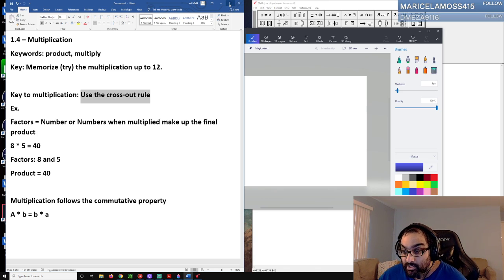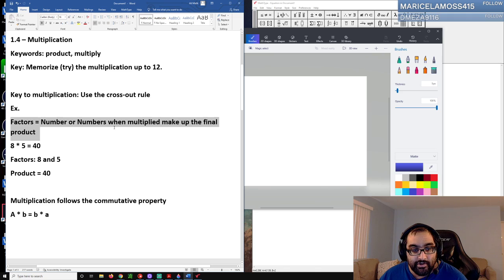So let's go ahead and discuss those first and see exactly what we're working with. All right, first things first here. Let's talk about what factors are. Factors are number or numbers that, when multiplied, make up the final product. So when we multiply two numbers together, it makes up the final answer, the final product.